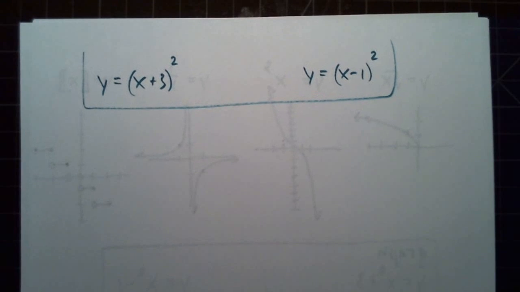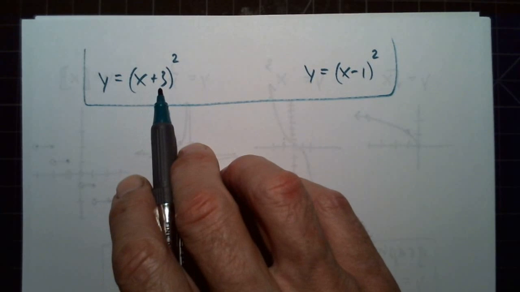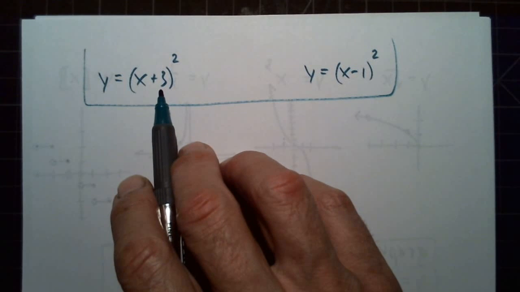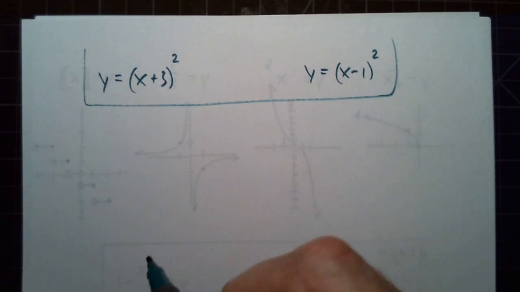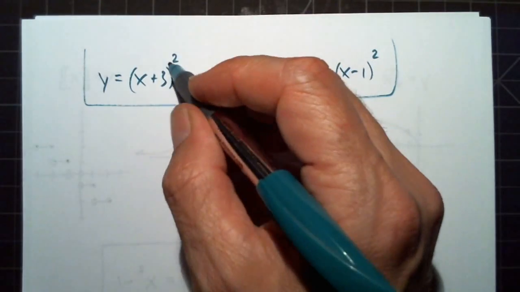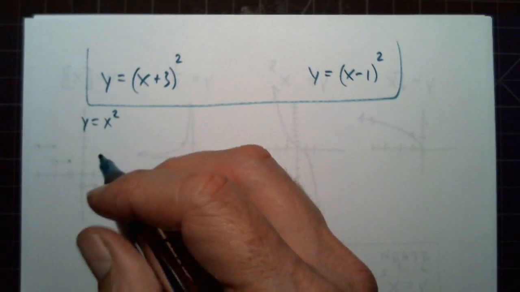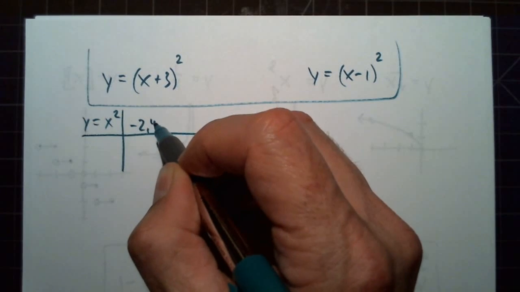All right, so now we see changes inside parentheses with the x, so that means it's going to be a horizontal change. Every time we have a horizontal change, we're going to do the inverse of whatever operation is being done to the x. So here we're going to subtract 3 from all the x values, and we're dealing with the parent function, y equals x squared, and let's just use the same points.